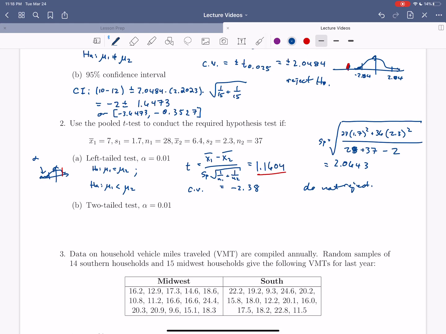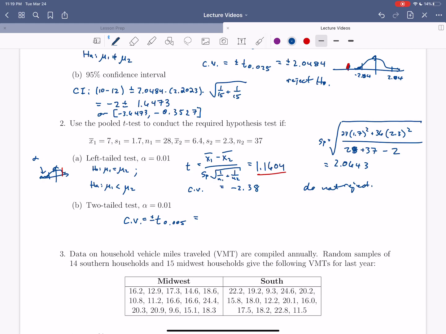For part B, it's actually the same test statistic, same pooled standard deviation, and therefore same test statistic. All that changes is the critical value. And the critical value, if we have a two-tailed test, what we're going to do is we're going to look at plus or minus t sub 0.005, right? We take our alpha, we divide it in 2. We have 28 plus 37 minus 2 is, what is that, 63 degrees of freedom.